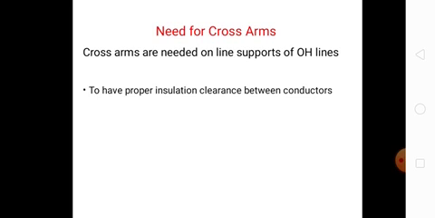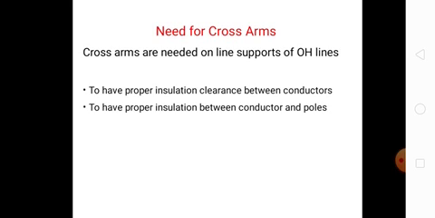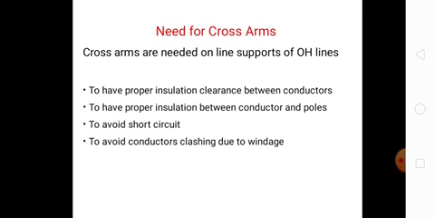To have proper insulation clearance between conductors, to increase the spacing between the conductors. So we need cross arms. To have proper insulation between conductor and poles, to avoid short circuit, and to avoid conductors clashing due to windage.